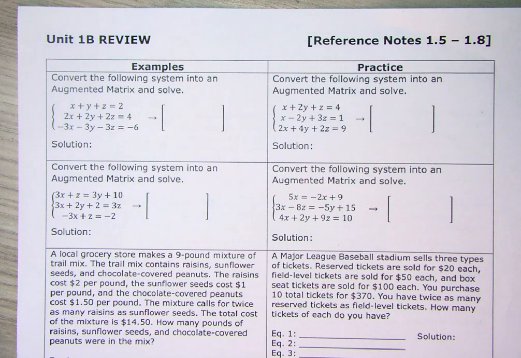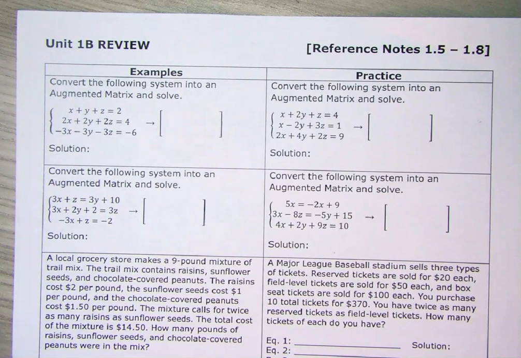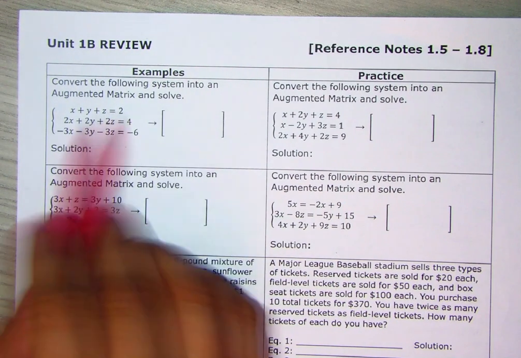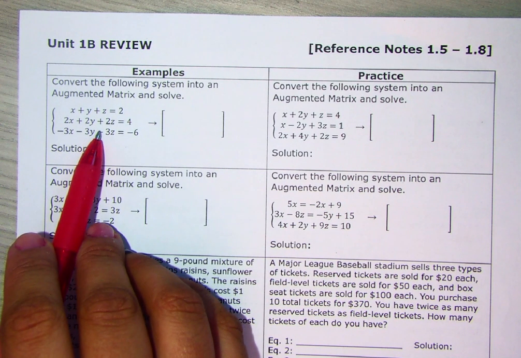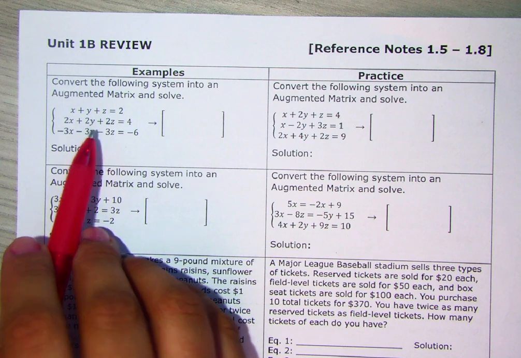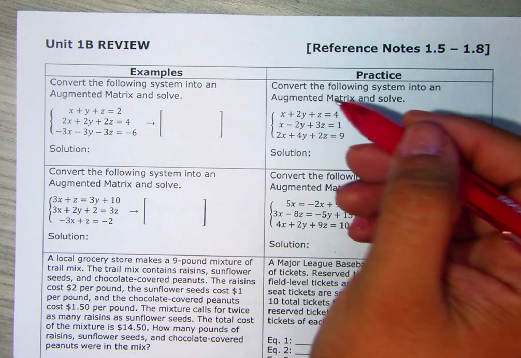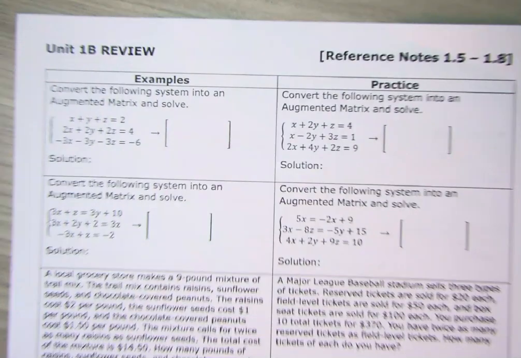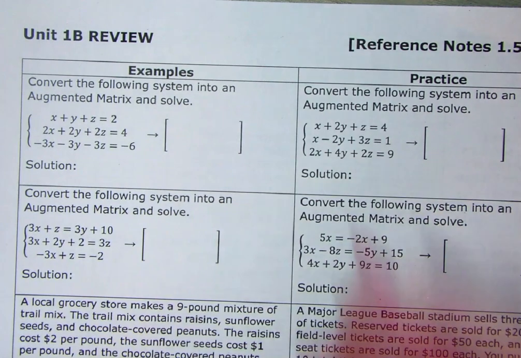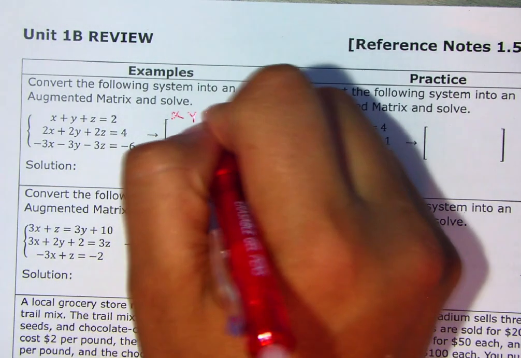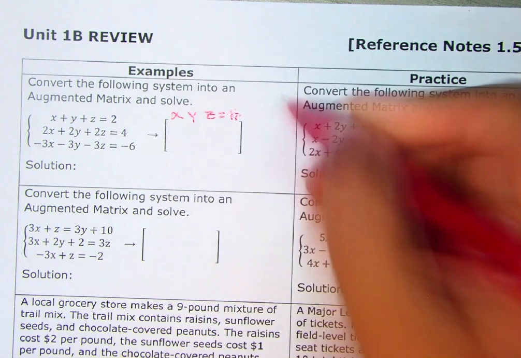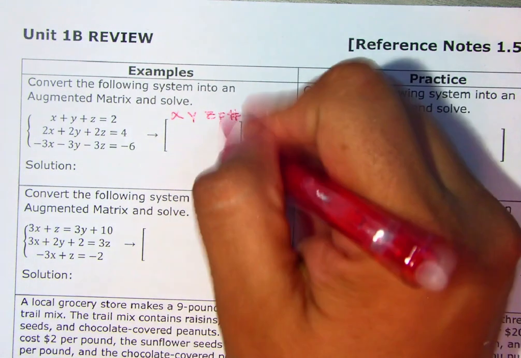So I just wanted to make a video of the review for the test that we had, in case you need to review later or review for it. The first examples were just reviewing how to rewrite matrices from a system of equations. All the matrices need to follow the standard form of the letters being in alphabetical order: X, Y, Z, and then the constant at the end after the equal sign.